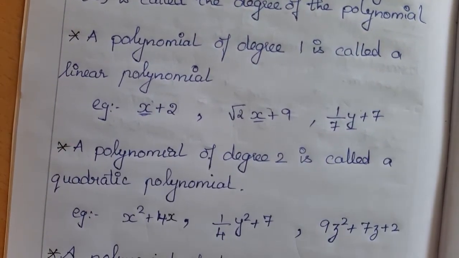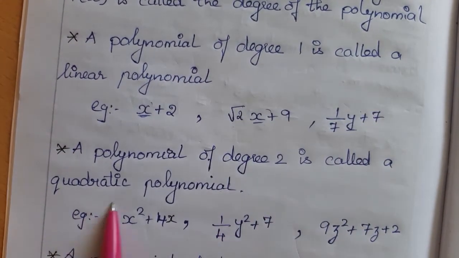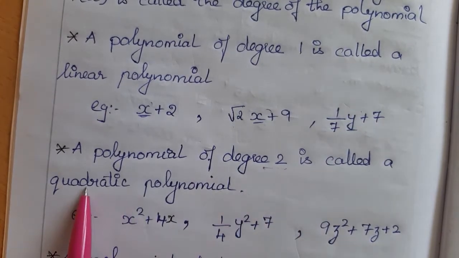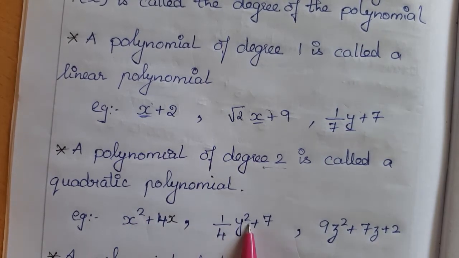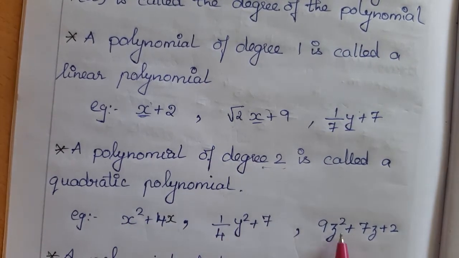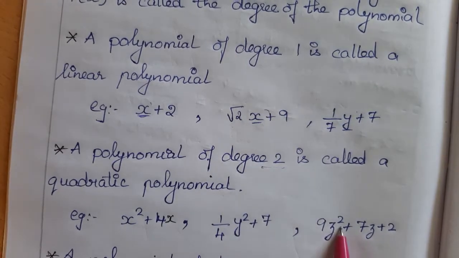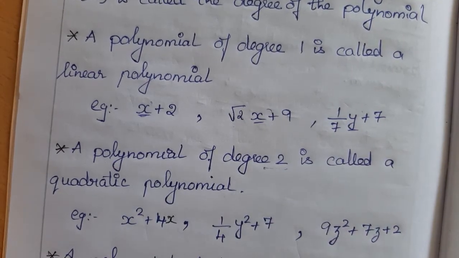The next one: a polynomial of degree 2 is called a quadratic polynomial. If the degree is 2, then it is called a quadratic polynomial. Examples: x square plus 4x, here the highest power is 2. 1 by 4 y square plus 7, here the highest power is 2. And 9 z square plus 7 z plus 2, here the highest power is 2. So these are quadratic polynomials.